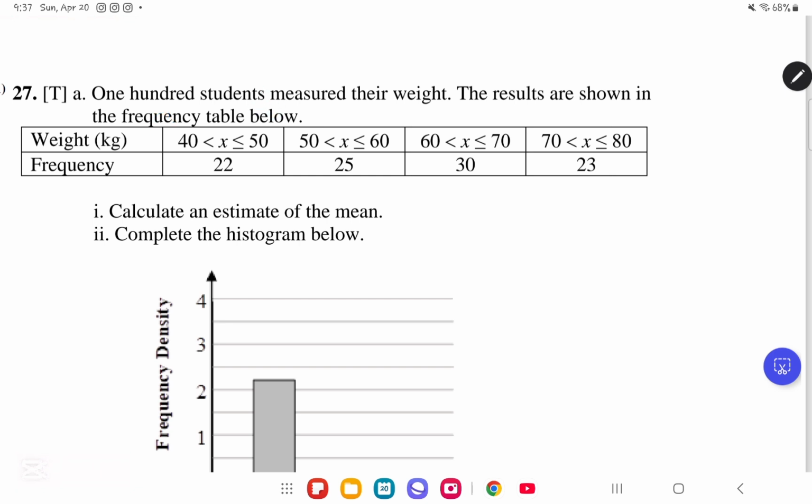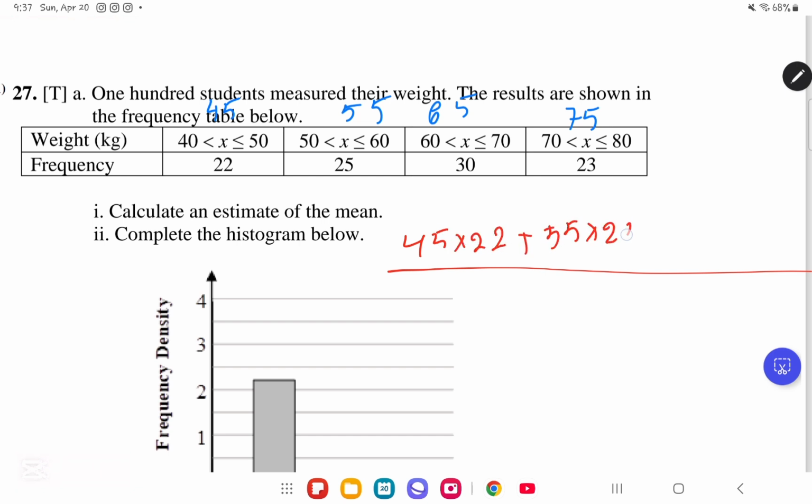40 plus 50 divided by 2, which is going to be 45. 50 plus 60 divided by 2, 55. 60 plus 70 divided by 2 is 65. And then 70 plus 80 divided by 2, this is 75. Now that you have the mid-intervals, you're going to do 45 mid-interval times frequency plus 55 times 25 plus 65 times 30 plus 75 times 23.